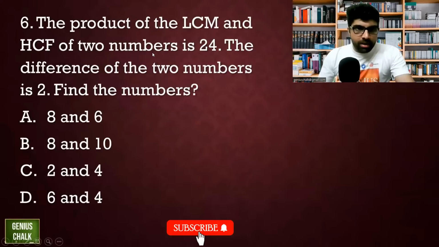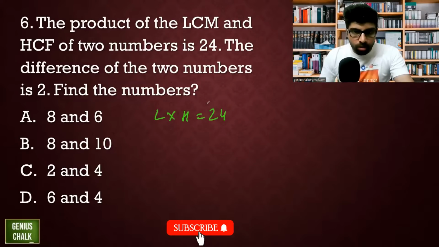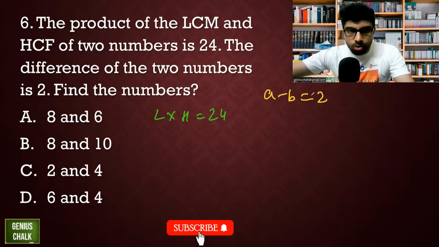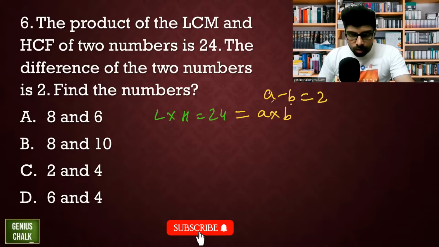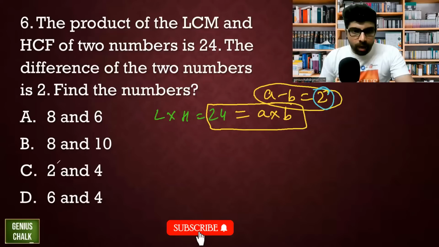The product of LCM and HCF of two numbers is 24. Let's say A and B are the numbers, and the difference is 2. Find the numbers. If there are two numbers whose HCF and LCM are given, we know that the product of HCF and LCM is always equal to the product of the two numbers as well. So we have basically two equations. So which values should I put?